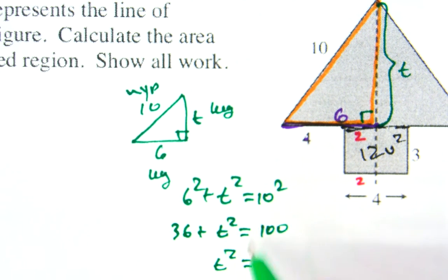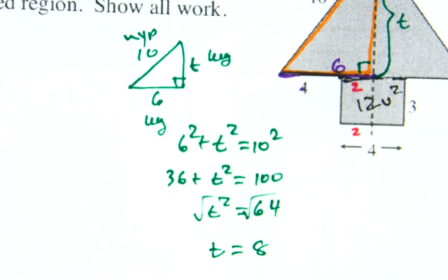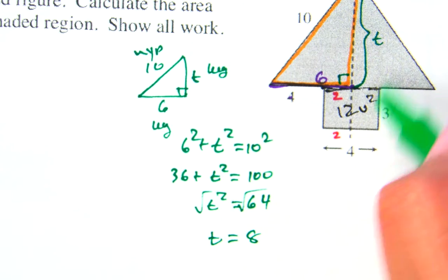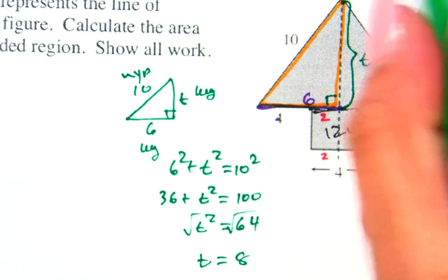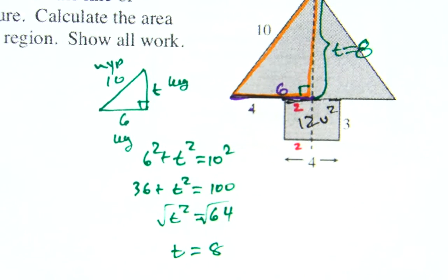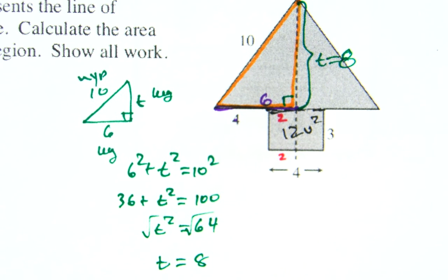64, there we go. Hey, that makes it really nice, because when we take the square root of both sides, we're going to get t equals 8. So that means the top of the Christmas tree, all the way to when it's touching the trunk, is going to be 8. Okay, well, we're in luck because it is symmetric.